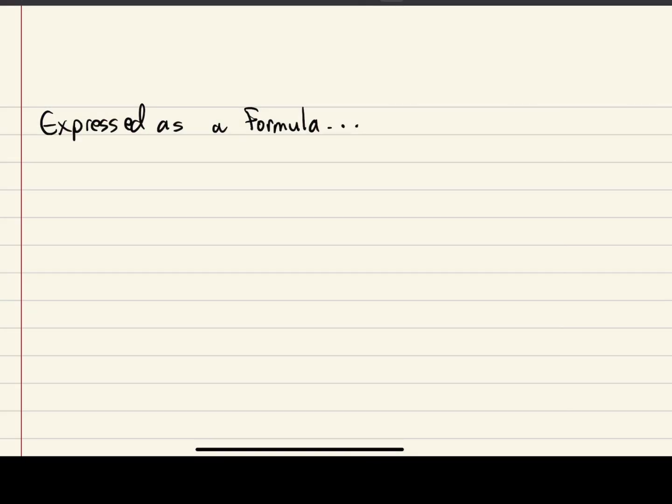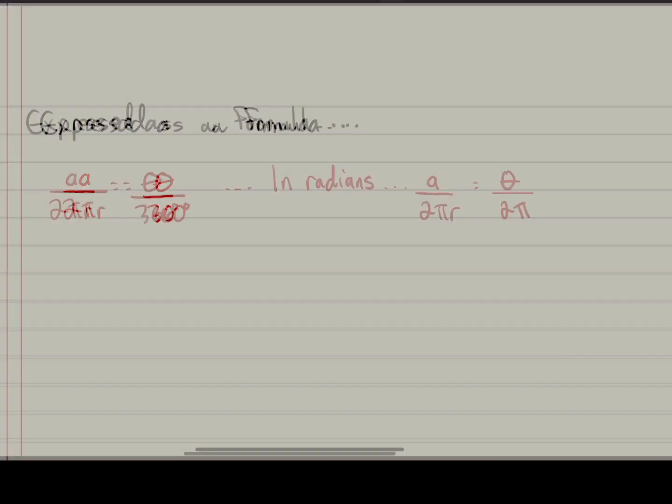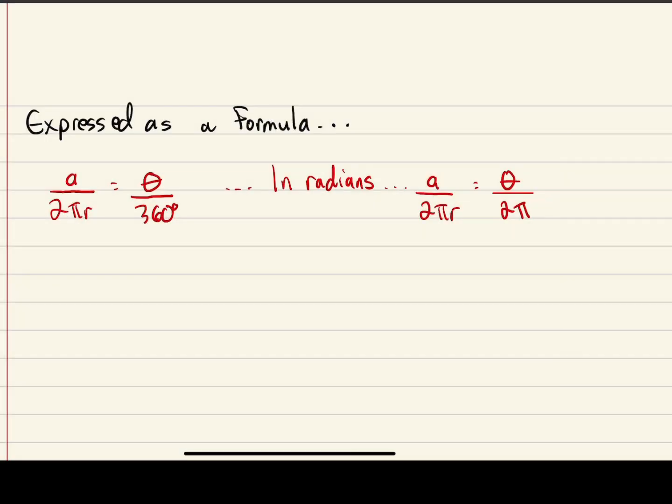Okay, so now expressed as a formula, we could say that the ratio of the arc length, so A, over the circumference of the circle, so we could say that's 2 pi r, is going to equal the principal angle over 360 degrees. Now, if we write this in radians, it's arc length over the circumference 2 pi r is equal to theta, that principal angle, over 360 degrees in radians, which is 2 pi.